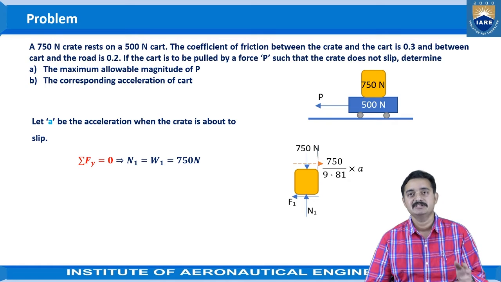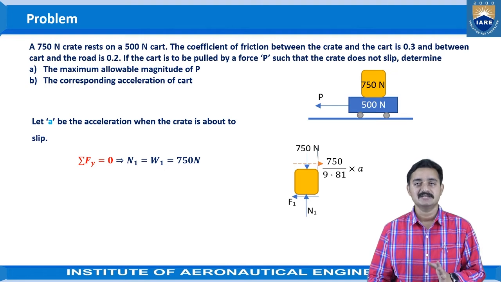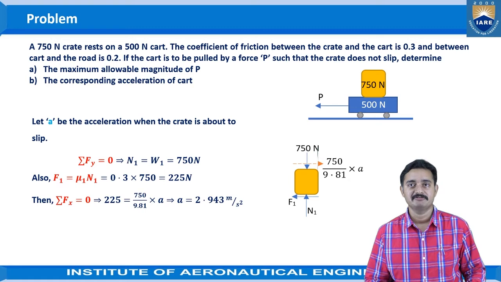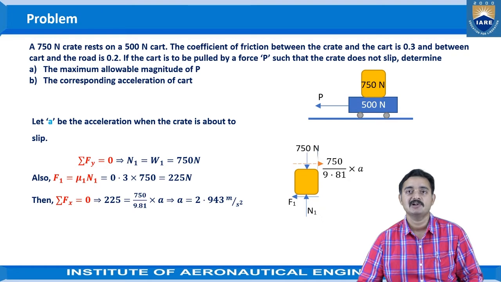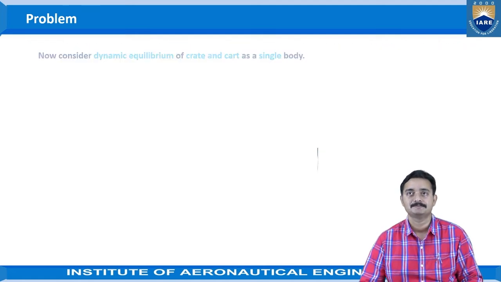So, when you apply the conditions of equilibrium, that is sigma Fy equal to 0, we obtain, there are two vertical forces N1 and W1. So, this can be written as N1 equal to W1, that is equal to 750 newtons. Also, we have mu equal to F by N. So, F1 is equal to mu1 N1. When you substitute the values, you will get the value of F1 as 225 newtons. When considering sigma Fx equal to 0, that is, all the horizontal forces equal to 0, you will obtain the value of acceleration as 2.943 meters per second square. So, this is the acceleration with which the object will try to move.